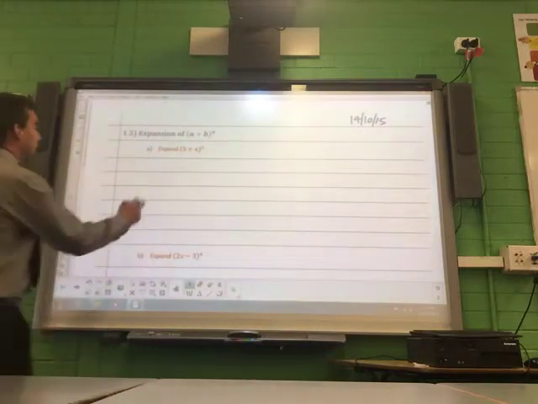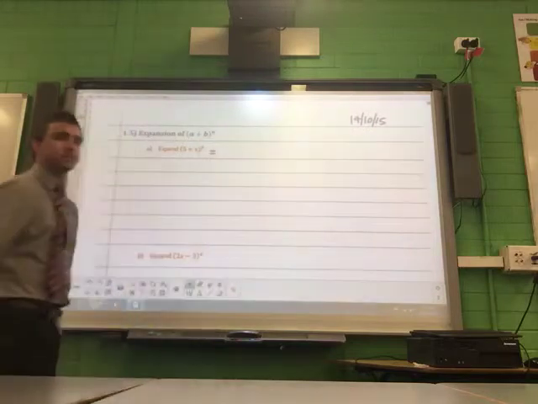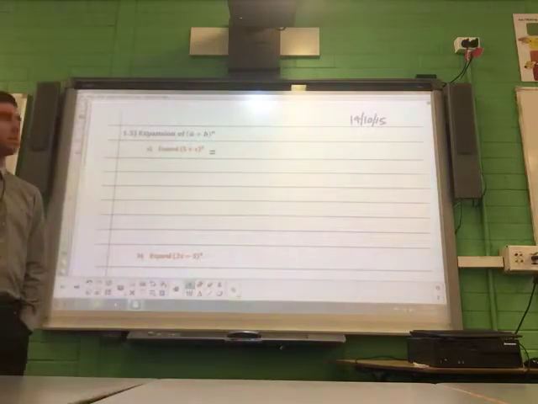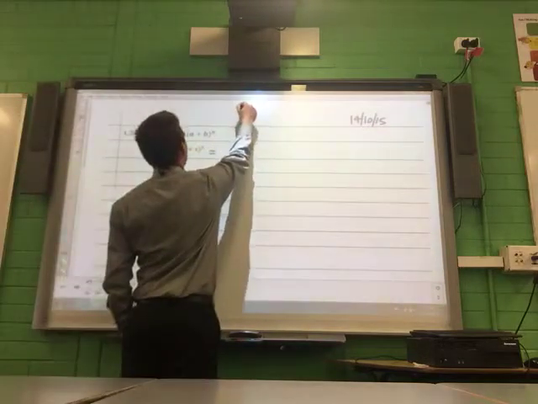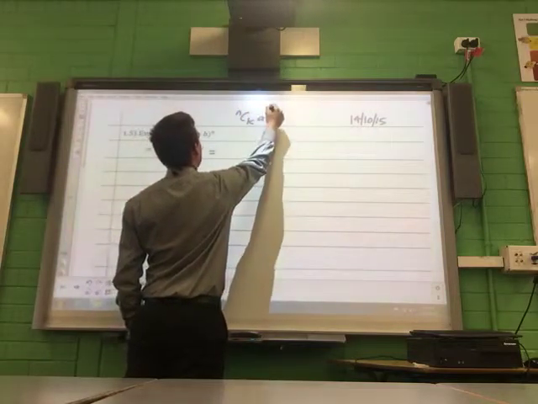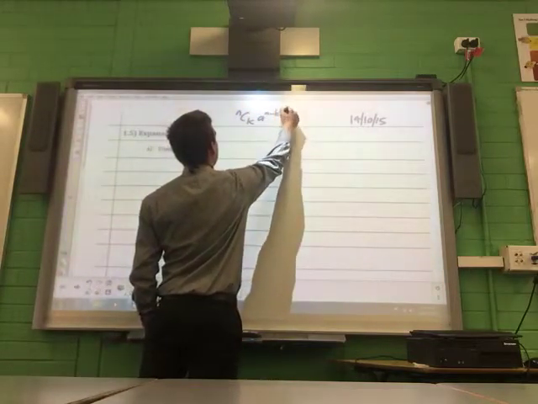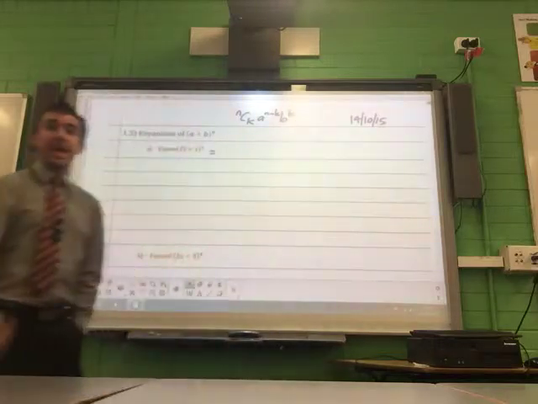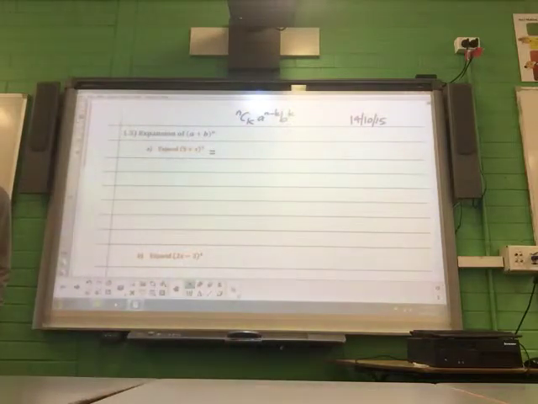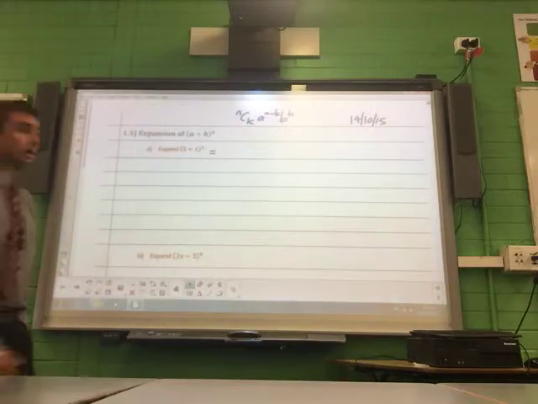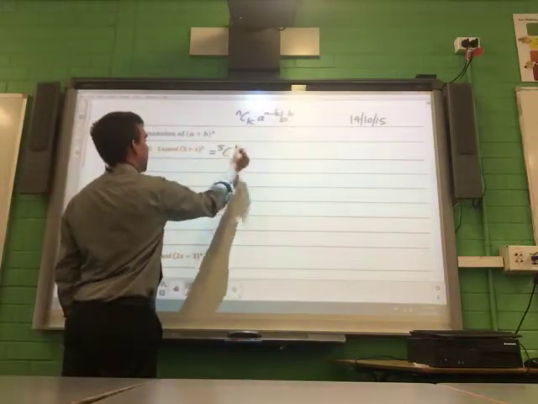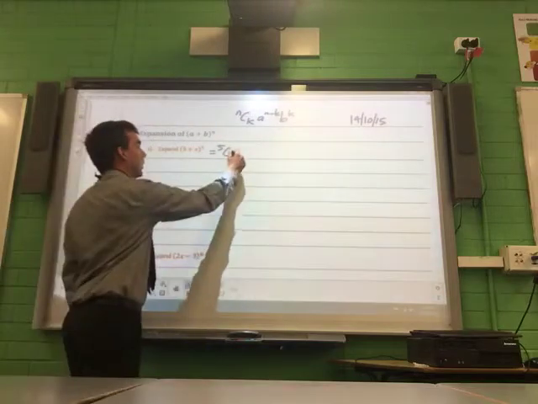So we set the pattern as follows. Really the pattern is nCk a^(n−k) b^k. That's the pattern for every value of n. In this example, n is 5, so I've got 5C and then the first value for k, which is always 0.